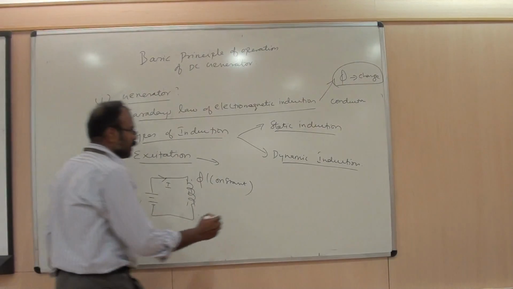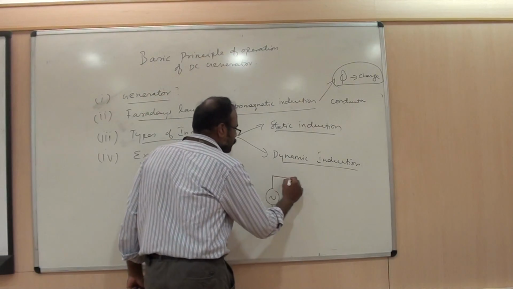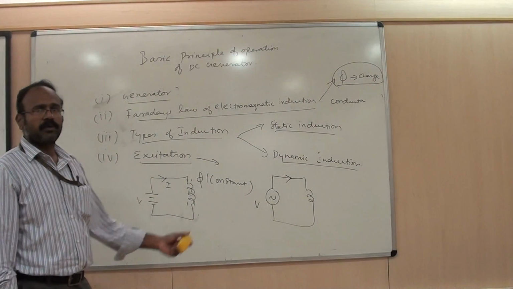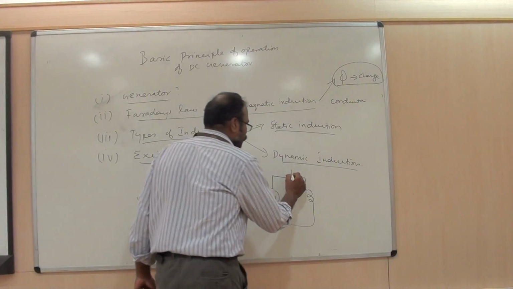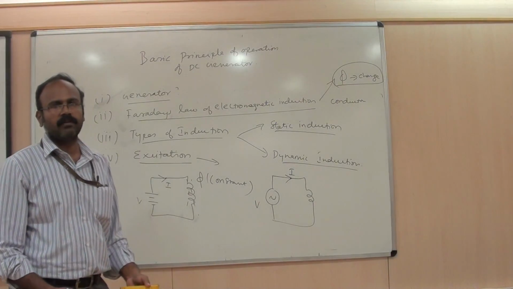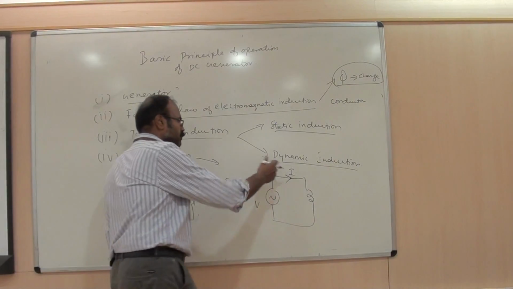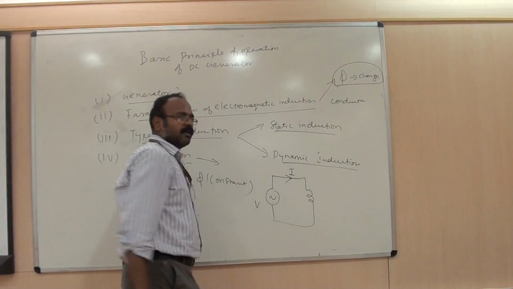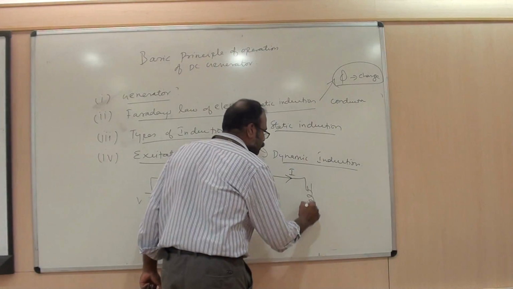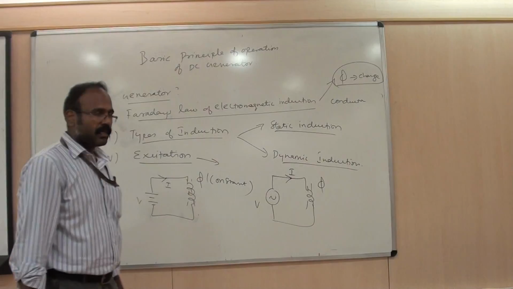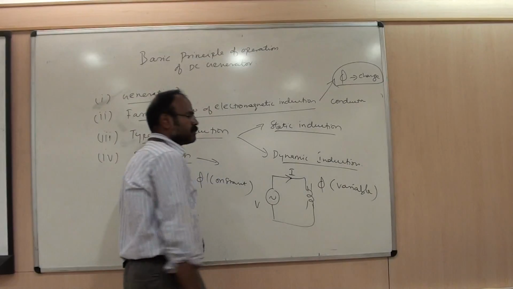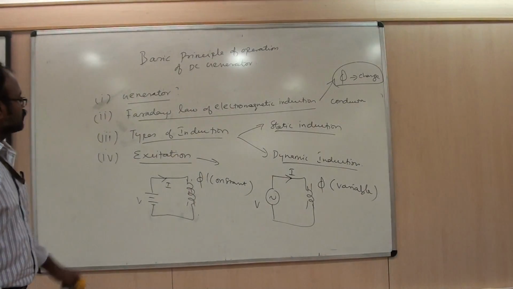In case I apply an AC supply, if the voltage is sinusoidal, then it will circulate a current which is also sinusoidal. As I already said, the nature of the current will follow the nature of the voltage. So the current will also be sinusoidal, and when it flows through a coil or any conducting medium, it produces a flux. Now this flux is variable, because your current is variable. So this is also excitation.